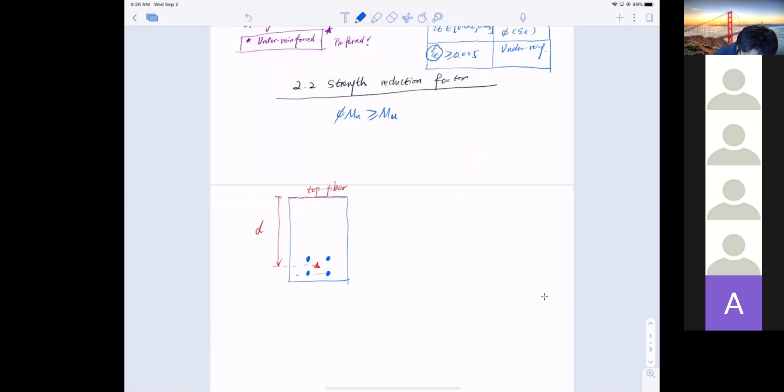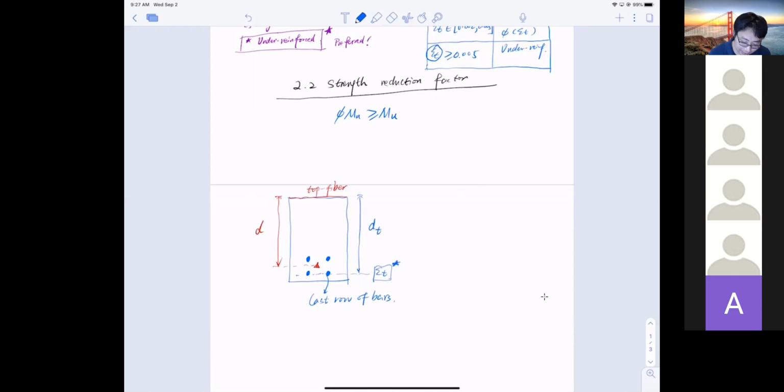This is the last row of bars. And the distance to the last row is actually dt. That's where the t is coming from. The strain at this level is epsilon t. That means my strength reduction factor is determined by the strain in the last row of reinforcement. So pay attention.